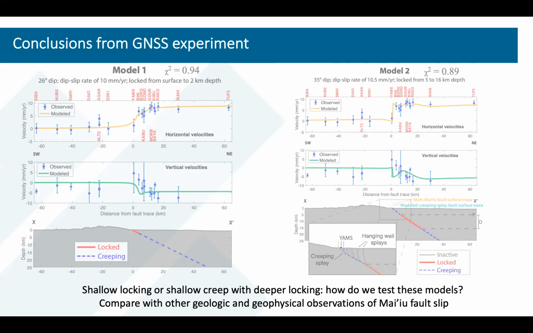So we ended up with these two very different geodetic locking models that fit the data pretty similarly well. So how do we move forward from here and test these different models? Well, we can go to the field and look for other geologic and geophysical evidence of recent Mayu Fault slip behavior, and then we'll come back and revisit these models a bit later.